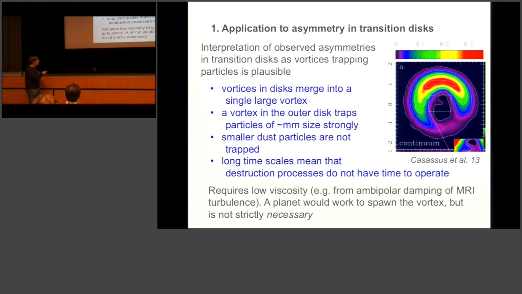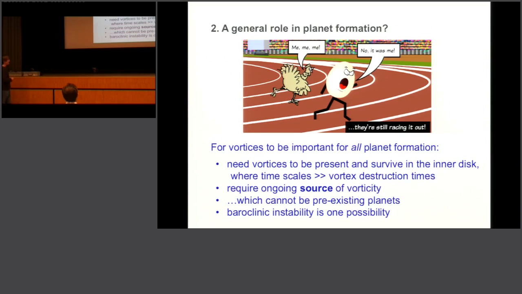And then just to note, of course, a planet would work to spawn this vortex, but it's not strictly necessary. If the vortex could form by another process, that would also work. So then let me just finish by commenting, what about a more general role in planet formation? Here, the situation, I think, is not quite so clear, because what you would need is vortices to be present and to survive in the disk on all scales, including on the much smaller scales, where potentially these instabilities that would destroy vortices would have time to operate. So you would require this ongoing source of vorticity, and probably this baroclinic instability is the leading candidate for producing vortices on those scales. Okay, we'll stop there.